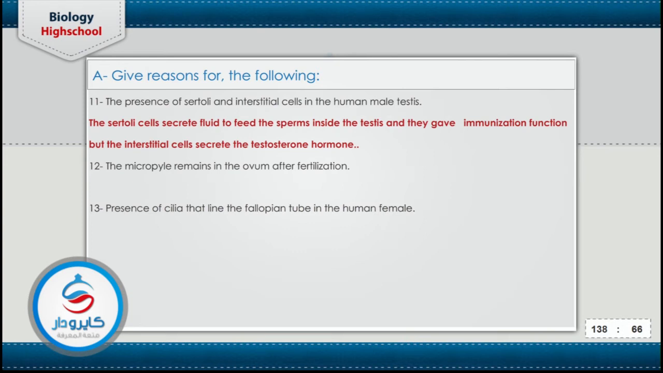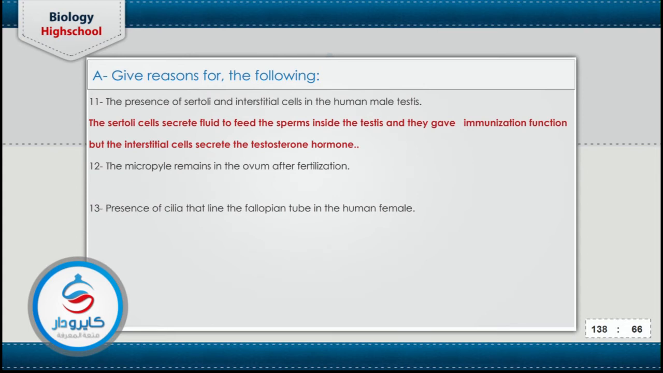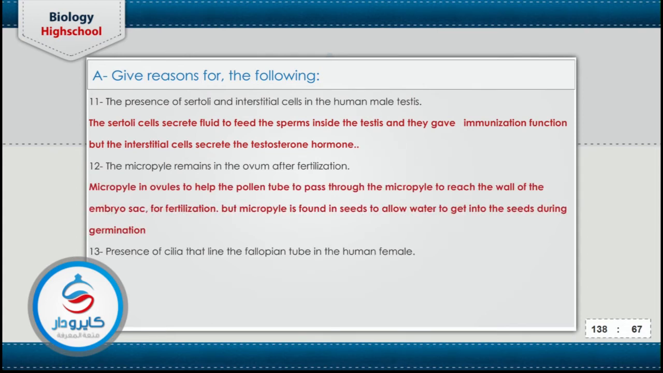The micropyle remains in the ovum after the fertilization. We understand that the embryo sac is surrounded by two layers or two coats, except for a certain part which is called the micropyle, which is not covered by the two integuments. The presence of the micropyle in the flower facilitates the passage of the pollen tube for the fertilization of the embryo sac. But the presence of the micropyle in seeds allows water to pass through it for the germination of the seed.